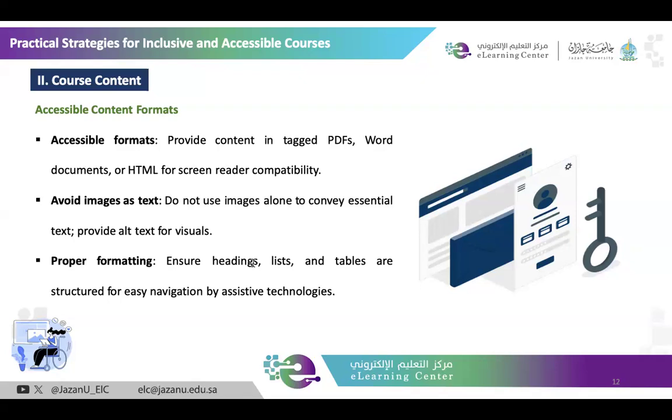Accessible formats like PDFs with proper tagging, Microsoft Word documents, and HTML files ensure that students using assistive technology can read, navigate, and engage with the materials. So you can use accessible file formats, the tagged PDF, the Word file, and ensure that headings, lists, and tables are properly formatted for screen readers. Avoid embedding text in images without providing an alternative text description or a plain text version of the information.